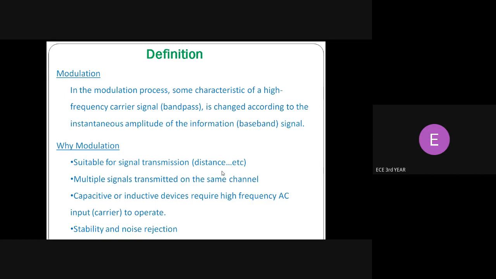In the modulation process, some characteristic of a high frequency carrier signal, a bandpass signal, is changed according to the instantaneous amplitude of the information signal. Fine. Generally, what happens in modulation? Modulation mainly changes the nature of the signal. Generally, let's take an example.